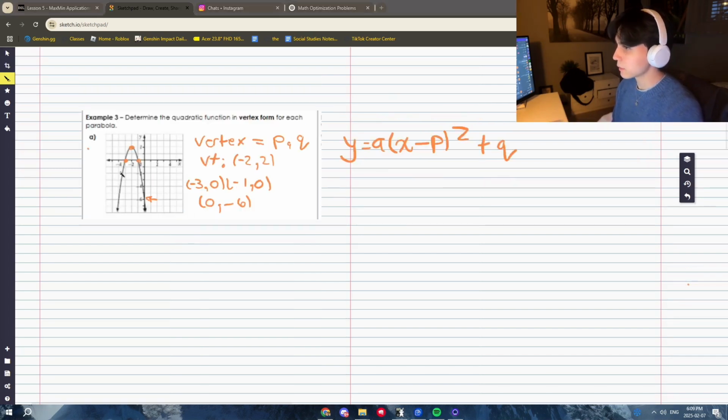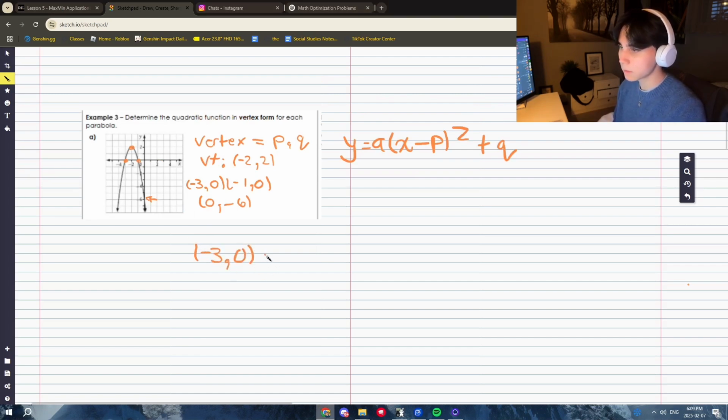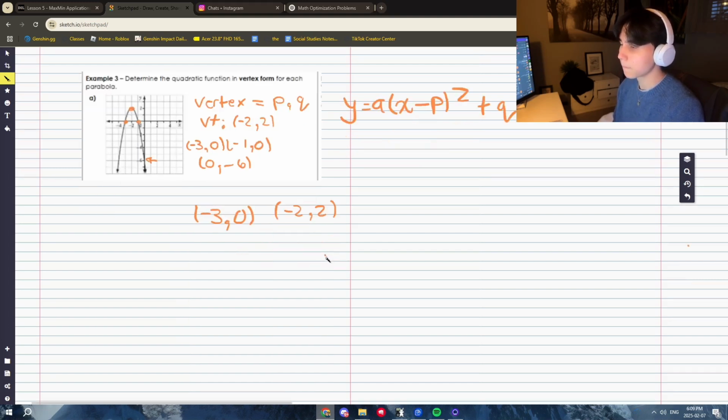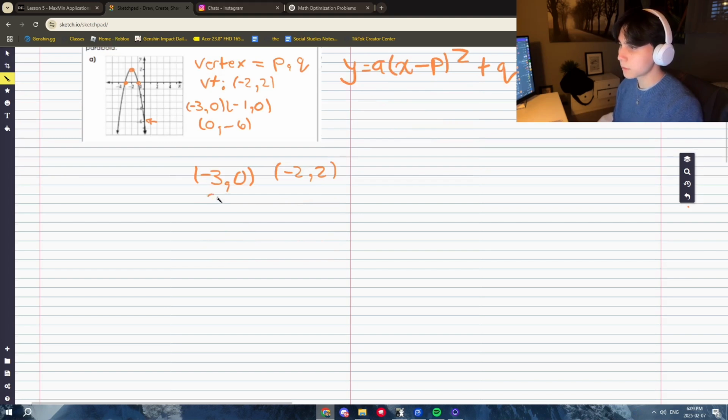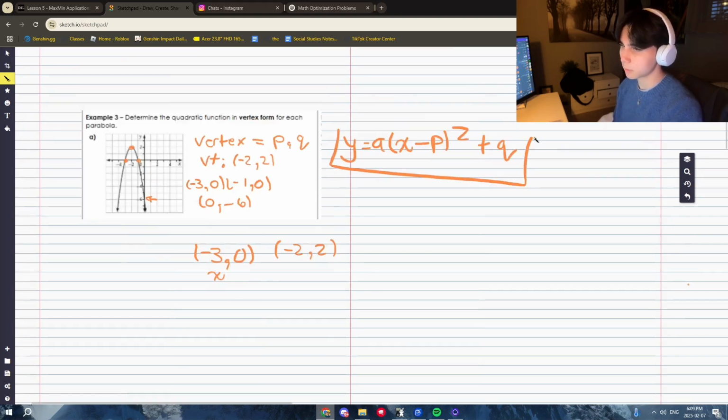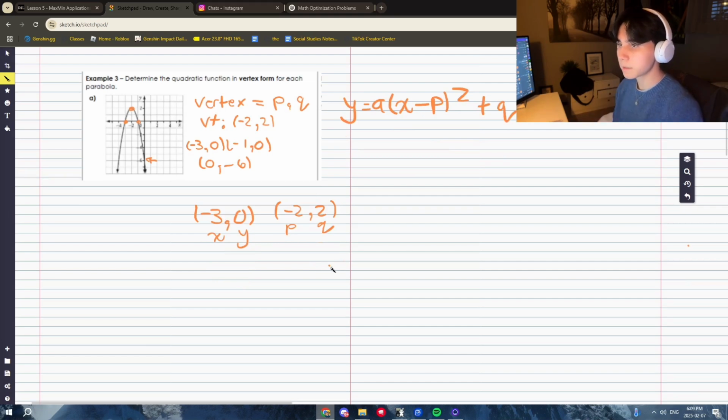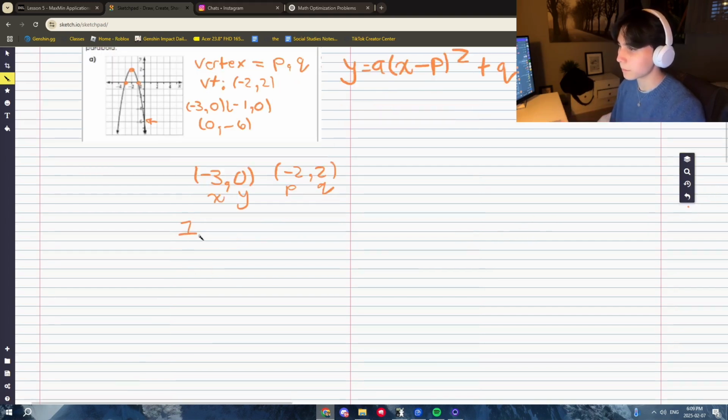So the way we do this is I'm just going to define what we have here. So we have negative 3, comma 0 as our selected point, and we have our vertex as negative 2, comma 2. So our point here is going to represent x and y within this equation here. And our vertex is going to represent p and q respectively. So once you place these variables in, you're going to notice that you're only left with a, and you have to solve for a and then plug it back into the equation.